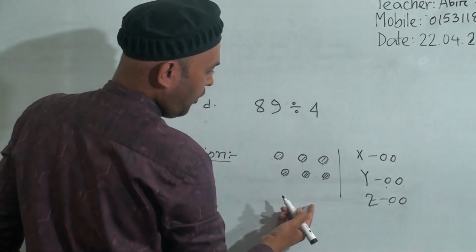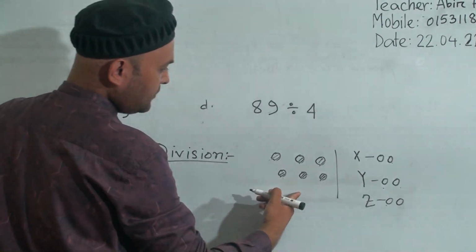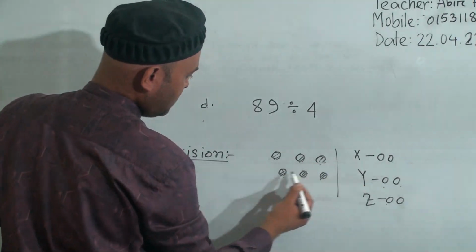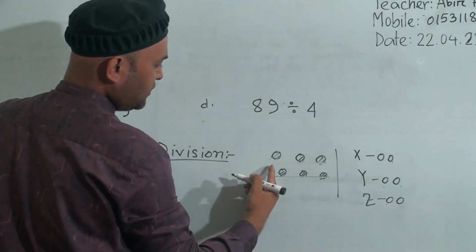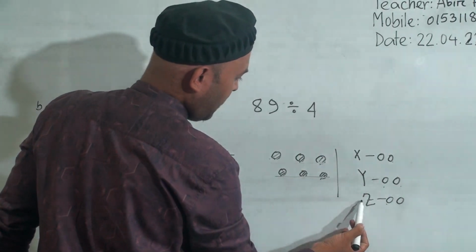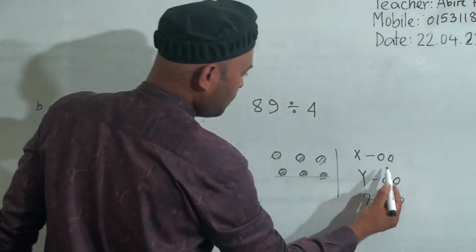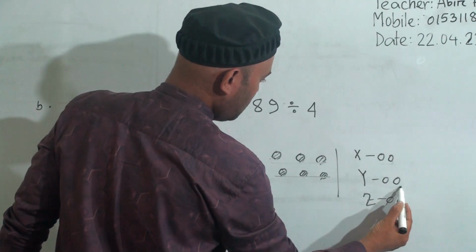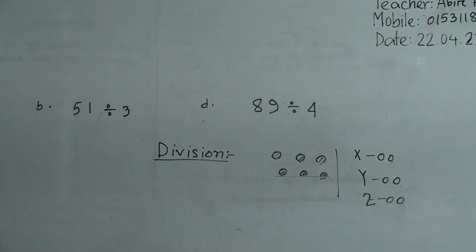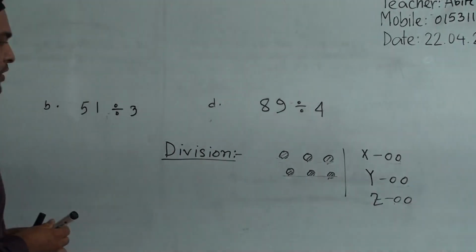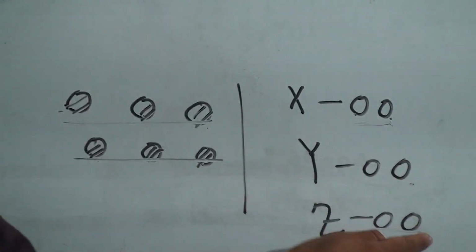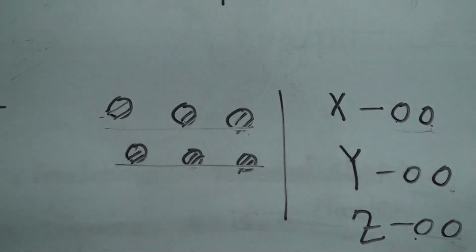So I have already divided 3 groups of cookies, that means 3 and 3, in total 6 cookies among X, Y and Z, and equally they got 2, 2 and 2 cookies. So my dear students, you have already understood that division is a method to divide something into equal parts.